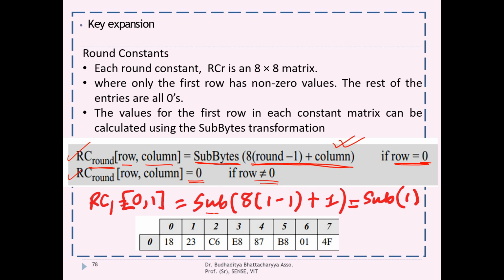Alright. Sub byte, sub 8 multiplied by 1 minus 0 plus 1. So what we get is sub 1. That means sub byte table for 0 row. So there will be column 1, 2, 3, 4 like that up to 7. So 0, 1, 2, 3, 4, 5, 6, 7. Whatever be the entry, this should be my first row of RC1. And the rest bits will all be zeros.